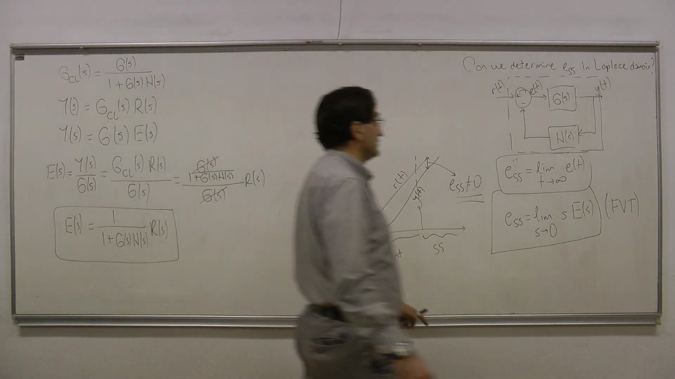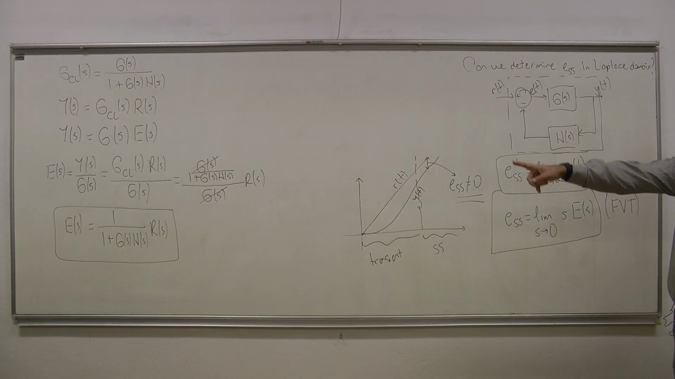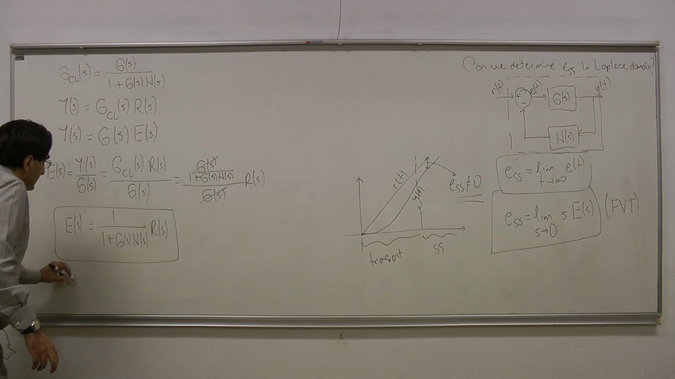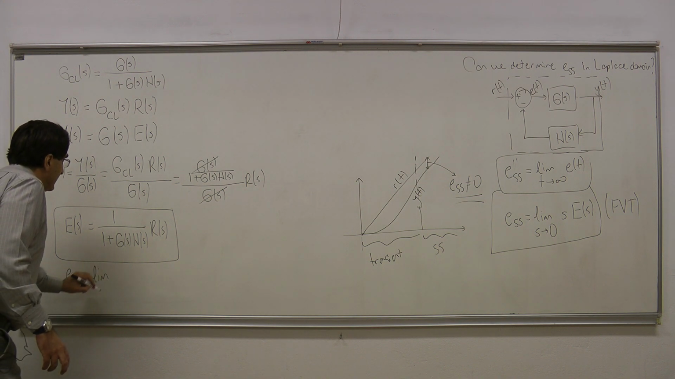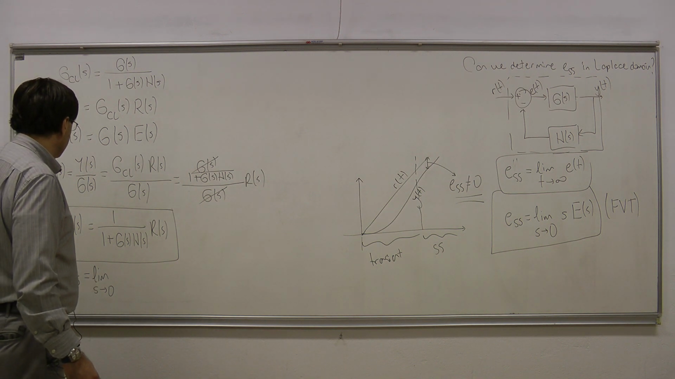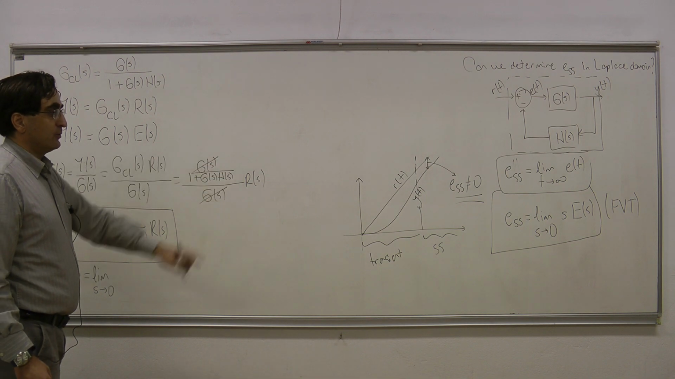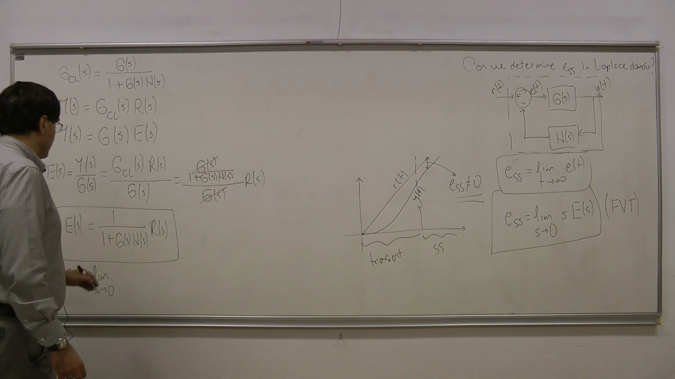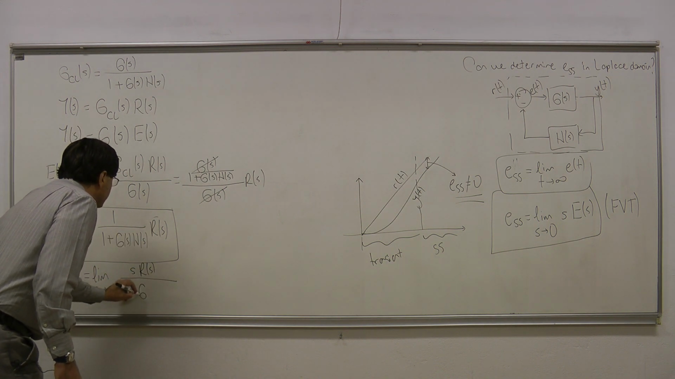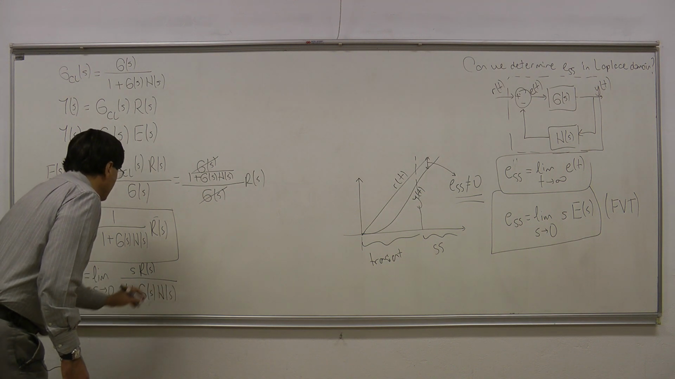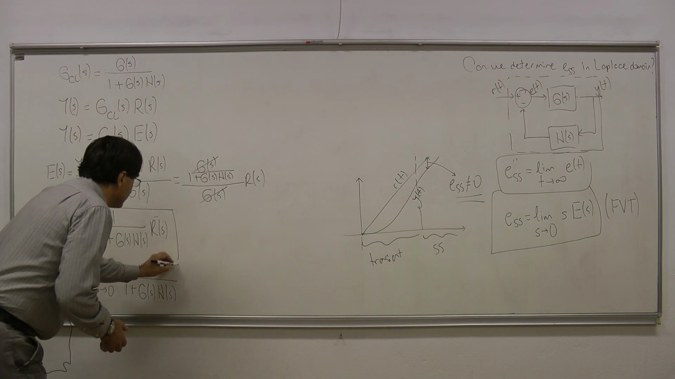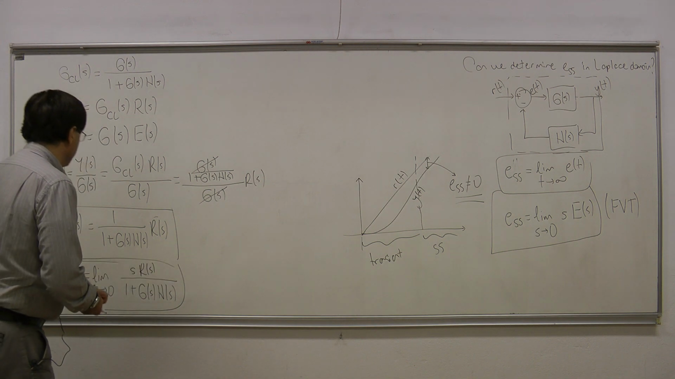If I use the final value theorem on that expression, I am going to get the following. The steady state error is equal to the limit as s goes to 0, that is coming from the final value theorem, of s times E(s). That is what that theorem says. So s times R(s) divided by 1 plus G(s)H(s). Okay? So this is the main result that we are going to be using in this lecture.